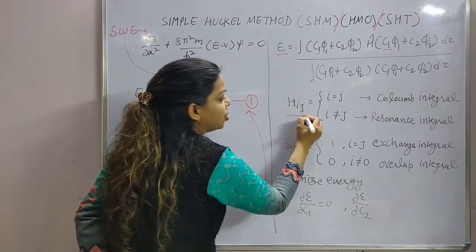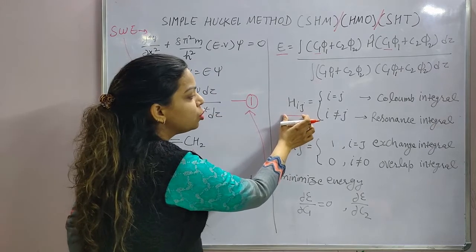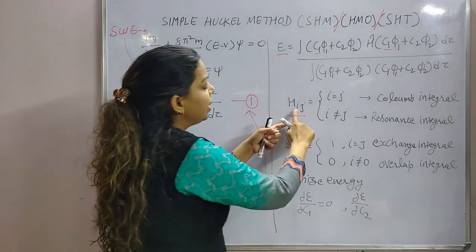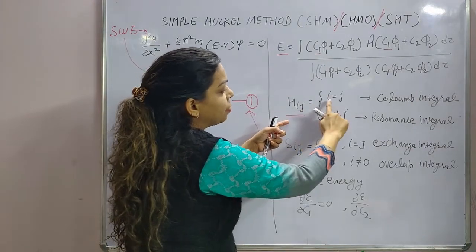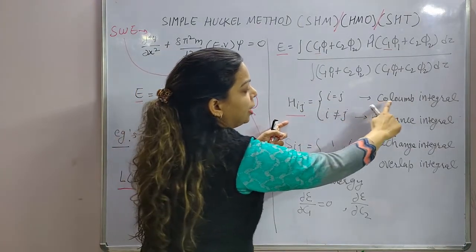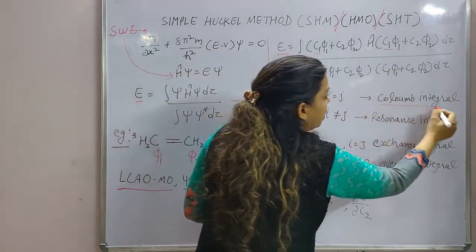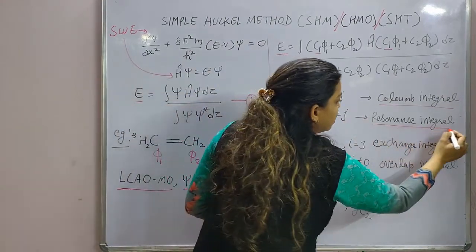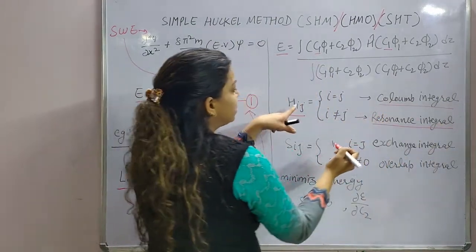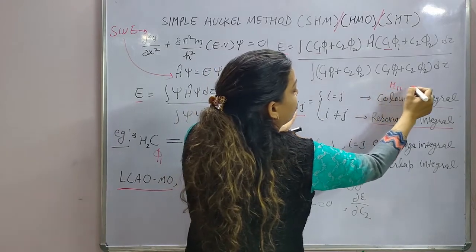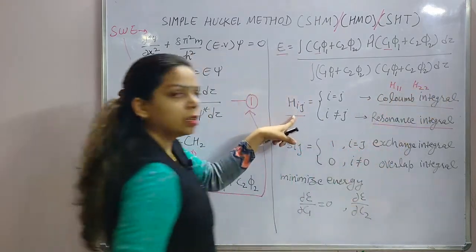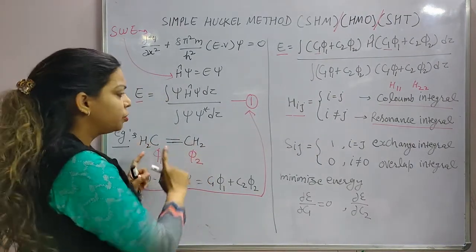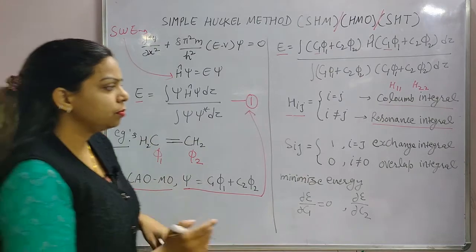Here Hij was the symbol given to these integrals. When i is equal to j, it is called the Coulomb integral. When i is not equal to j, it is the resonance integral. So the Coulomb integrals are H11 and H22. We have only 2 here because we have only 2 carbon atoms, that is, 2 atomic orbitals.